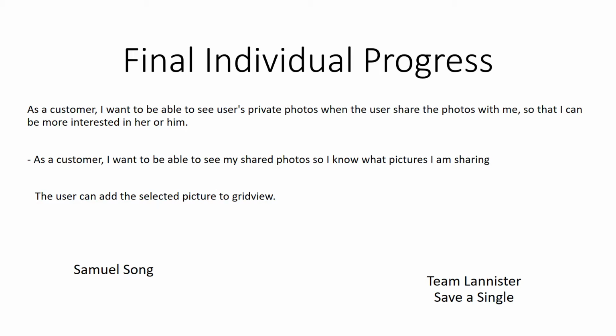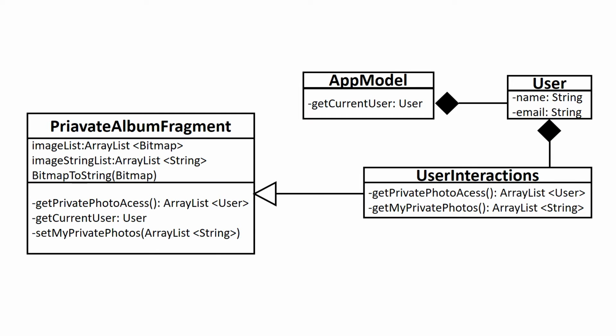Next, child user story. As a customer, I want to be able to see my shared photos so I know what pictures I'm sharing. So when a user clicks the Add button, the selected picture will be converted to string type using bitmap to string and added to the local image string list. The string type of picture array list will be stored using setMyPrivatePhotos, and the bitmap type selected picture will be added to the image list. And using an adapter, the pictures in the image list will be displayed in the grid view, and the image view will be invisible.